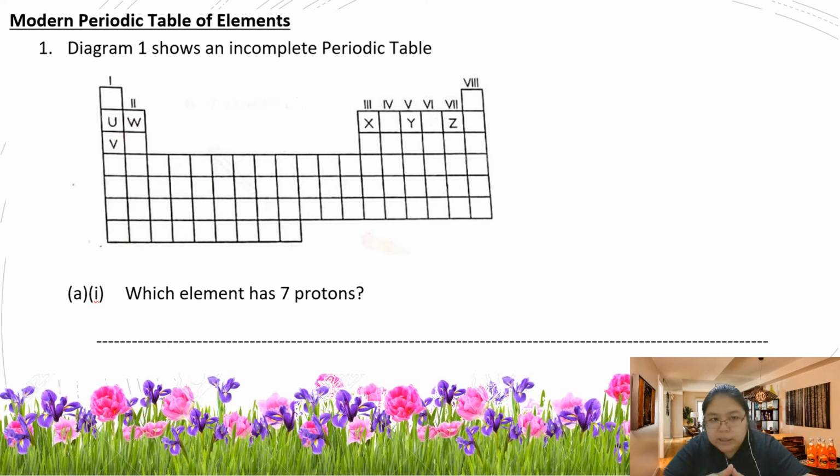We finish. Now we need to go to the structure. Okay, let's see the periodic table. It is incomplete. So which element has 7 protons? We need to count 1, 2, 3, 4, 5, 6, 7. So the 7 should be element Y.